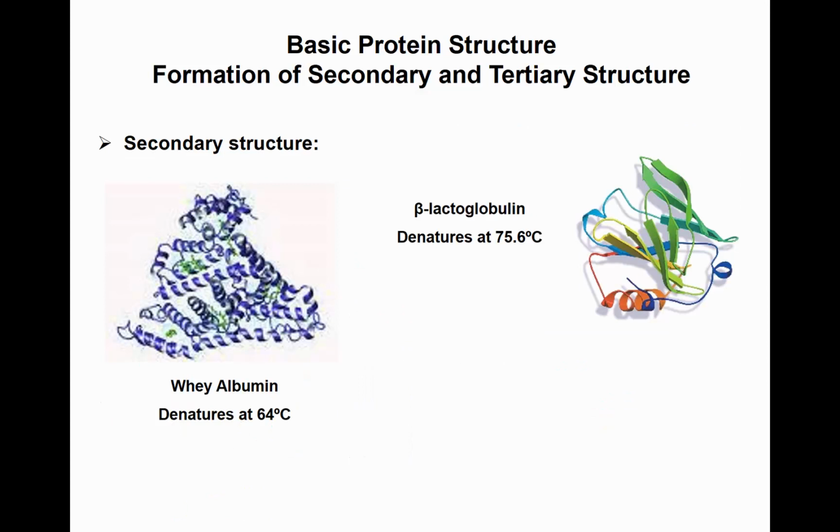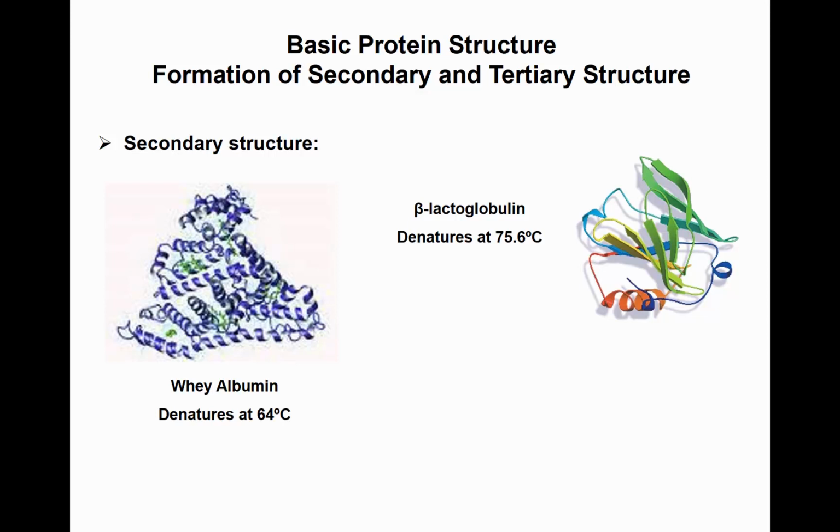So secondary structure impacts certain characteristics. It impacts, for example, thermal stability. So let's look at these two examples of a protein. This is a whey albumin protein, and this is a beta-lactoglobulin protein in whey, or the whey is the liquid that gets separated from the curd in milk.